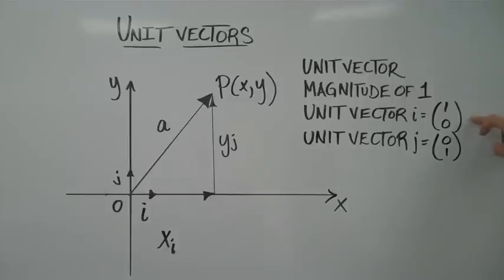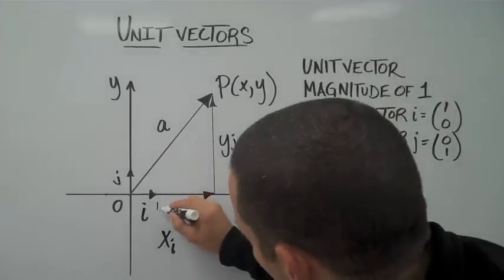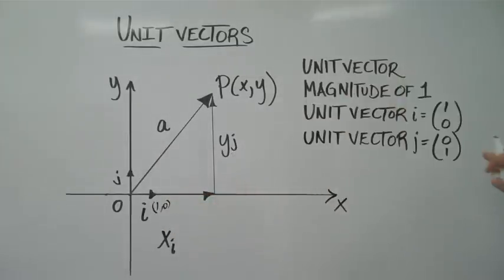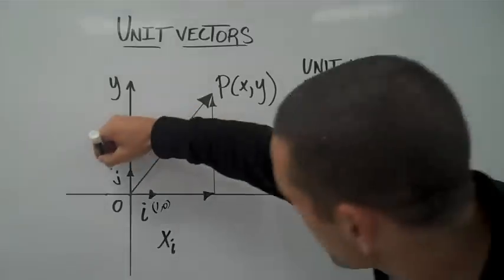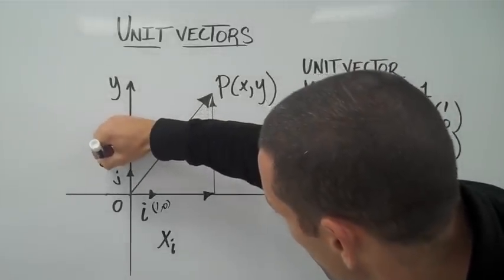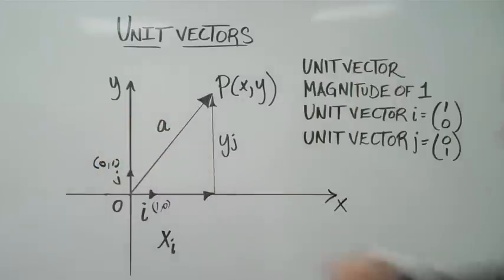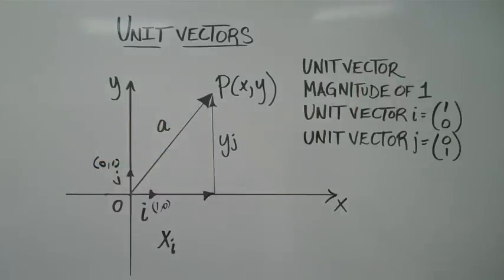This here, unit vector i, which is 1, 0, if we express it as a column vector, is the position vector of the point 1, 0. So right here I have the point, this would be 1, 0 right there. And this, of course, is the position vector of the point over 0, up 1. So if I was going to graph this point here, it would be 0, 1. Remember, position vector means our tail starts at 0.